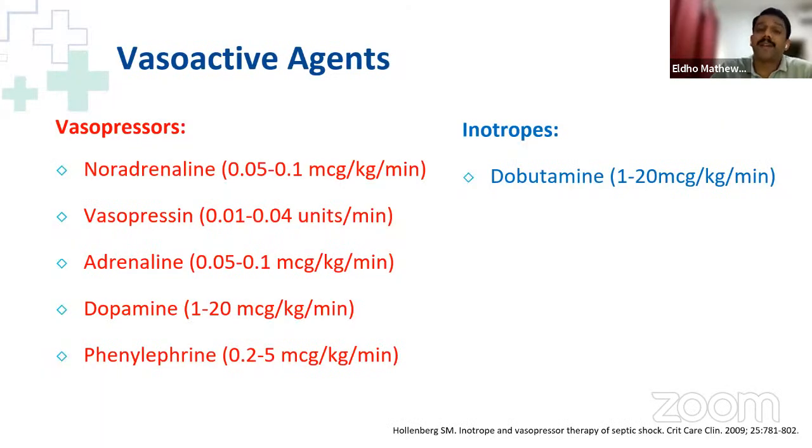And coming to the vasoactive agents. After giving adequate fluid resuscitation, if the BP is not improving or the perfusion is not adequate, we have to start vasopressors. And inotropes, if required, we can start. Among the vasopressors, noradrenaline will be the first option, and 0.05 to 0.1 microgram per kg per minute will be the dose. Next is vasopressin, and then adrenaline, dopamine, and phenylephrine we can use in patients.